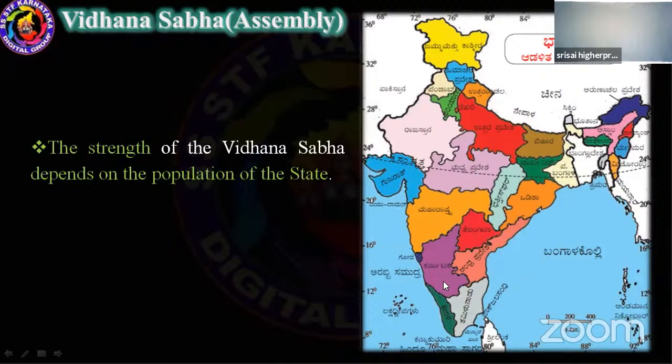In Karnataka, the population is more than 6 crore, therefore the number is 225. In Uttar Pradesh, it may be around 400. Different states have different numbers of legislative assembly seats based on the population.